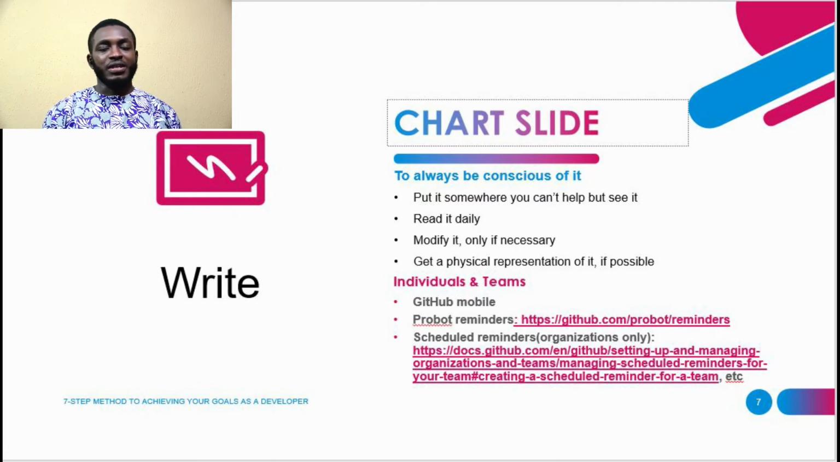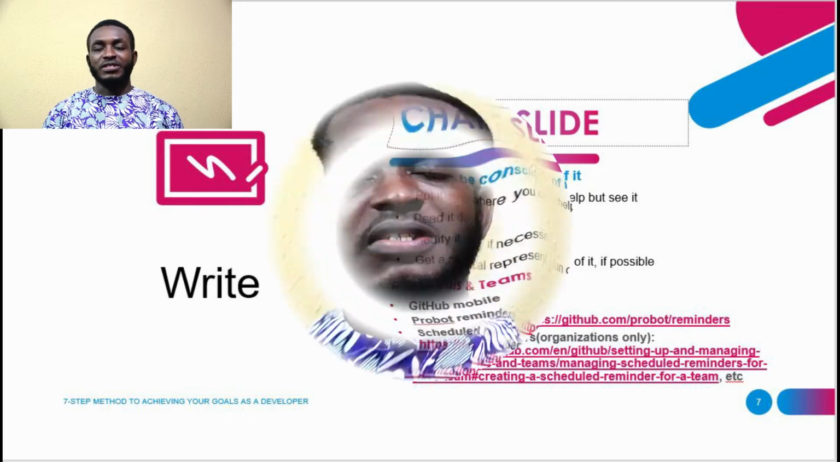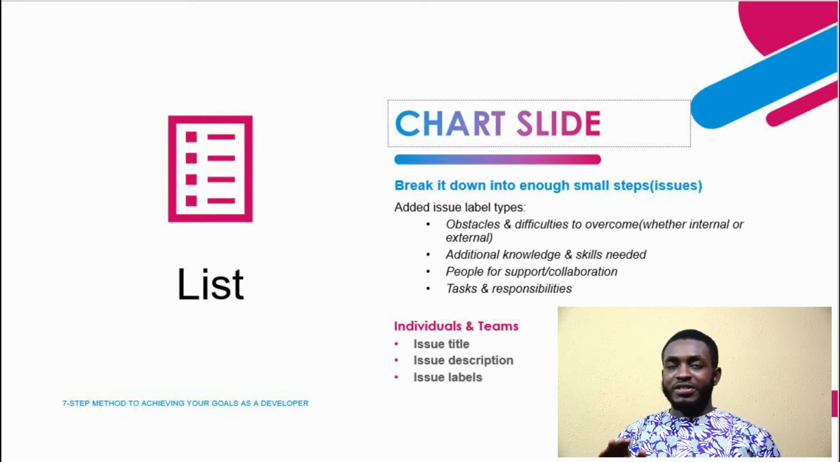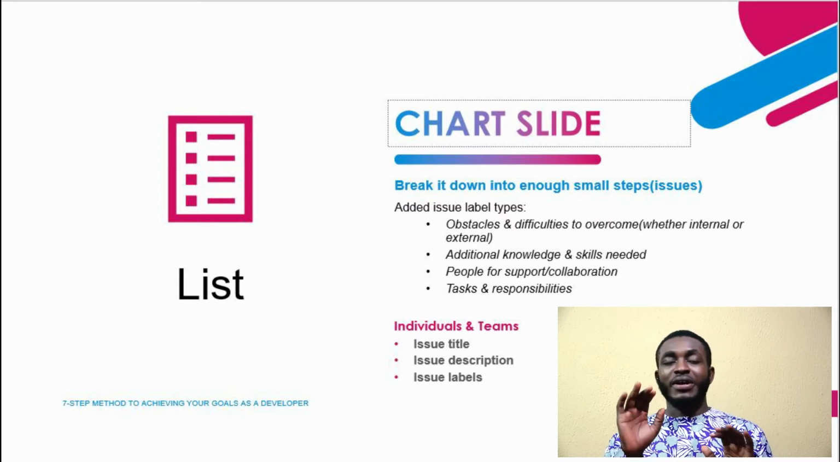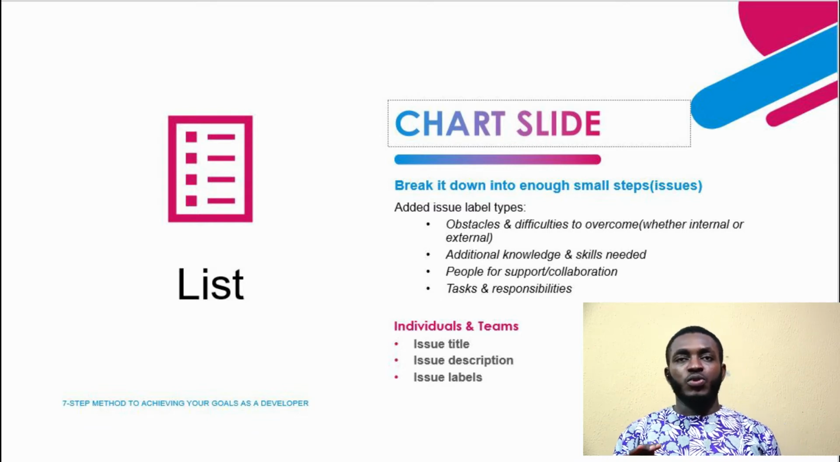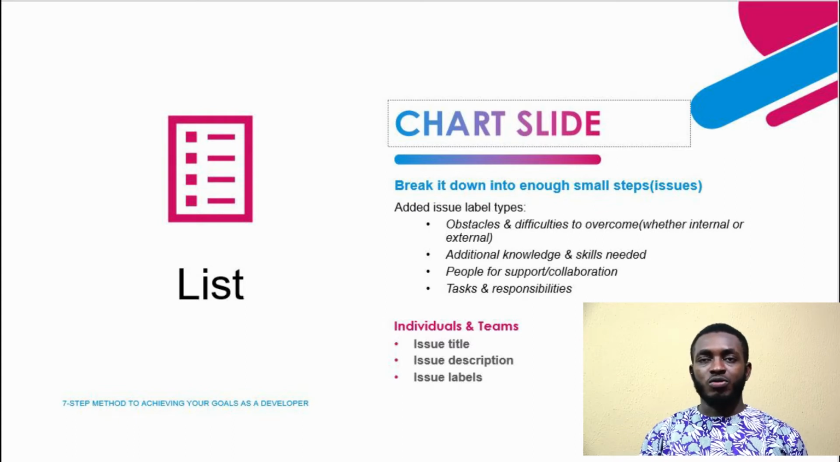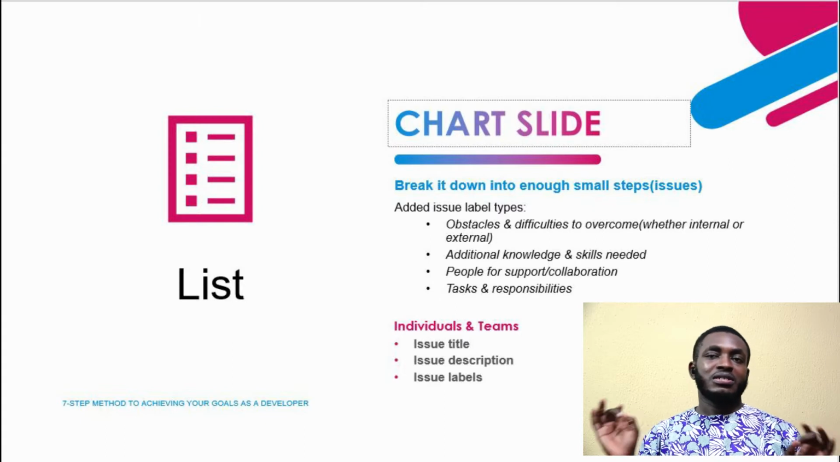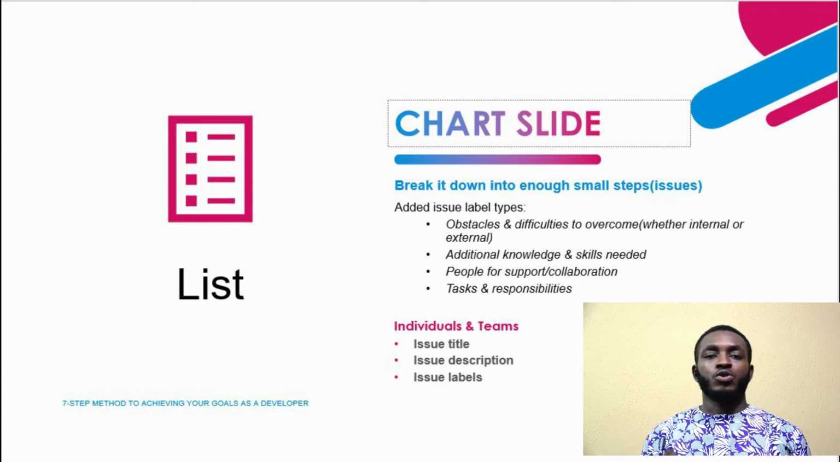All right, so the next thing you want to do after writing this down is make a list. Now, the aim of this list is to break your idea, your project, your contribution into enough small steps. GitHub calls these issues. And with GitHub, when you have issues, there is something called tags. Tags, like every other thing that has tags, help you better organize your issues.